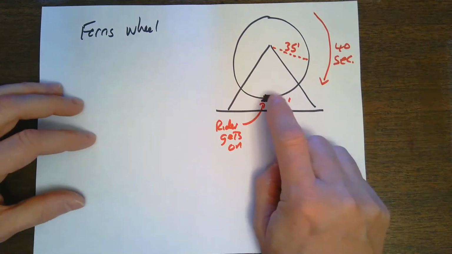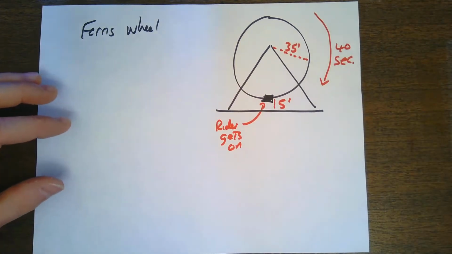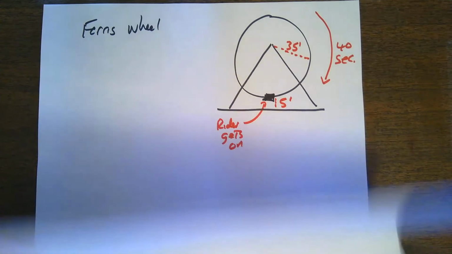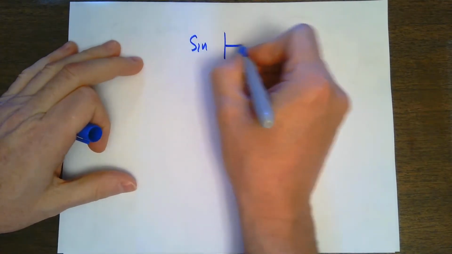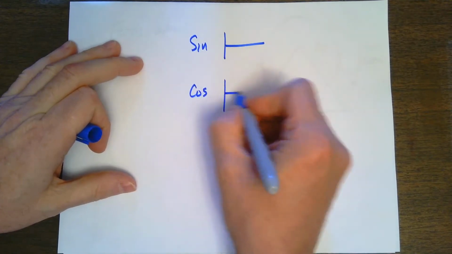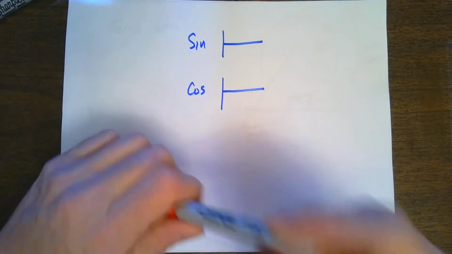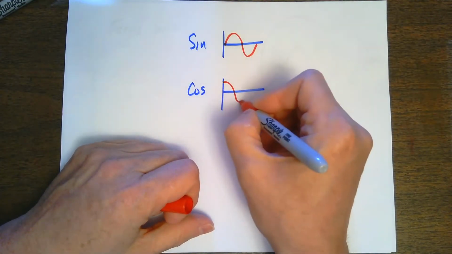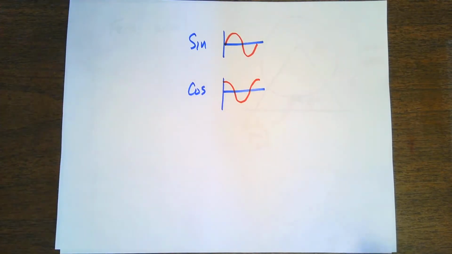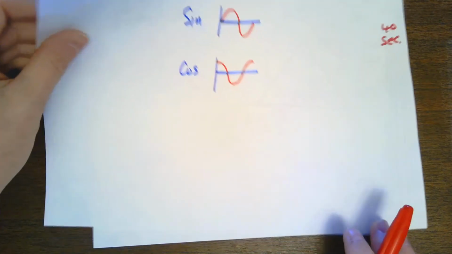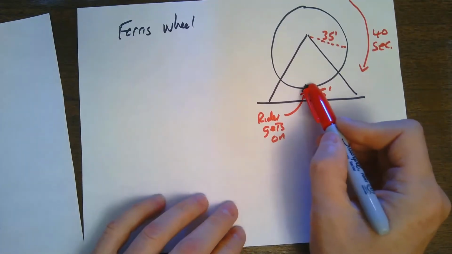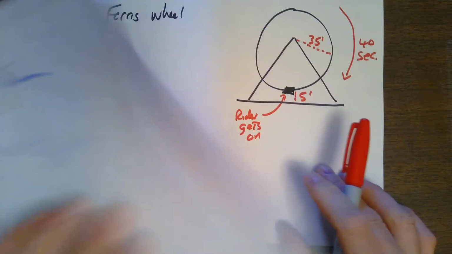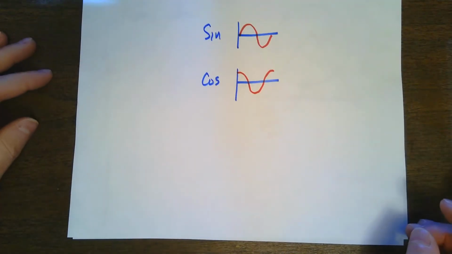Well, the rider's getting on at the lowest point and then going higher. So let's take a time out for a minute and think about our two models. We had sine and cosine, and we know that sine starts at the center line going up, cosine starts at the maximum going down. In the Ferris wheel, we're starting at the lowest point and then going up. Well, neither one of those models seems to work.